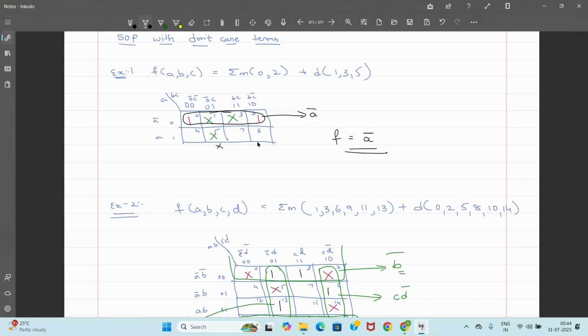Okay, so this is it for today's lecture. In the next video, we'll start solving POS equations using K-map. Okay, product of sum or max term equations with and without don't care.